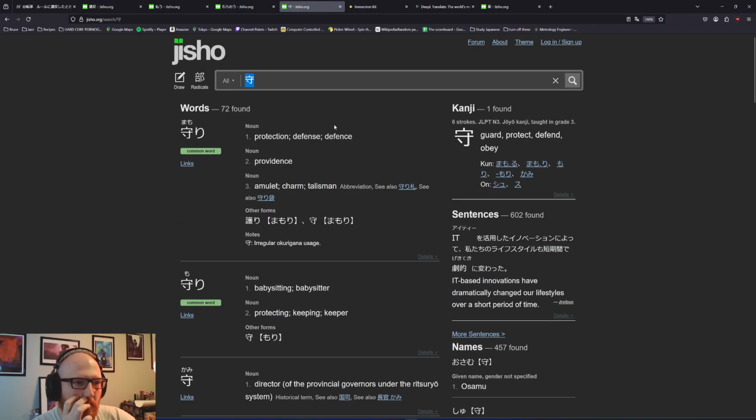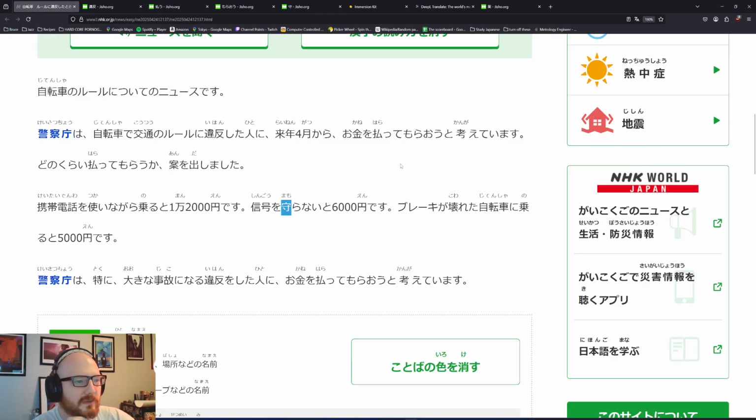Boop. Mamoru, protection, defense, providence. Okay. Which is what I translated it as, protection. So, shingo o mamoranai. Not protecting traffic signals? Not obeying them, I guess? Sure. Is a $60 fine. Okay.